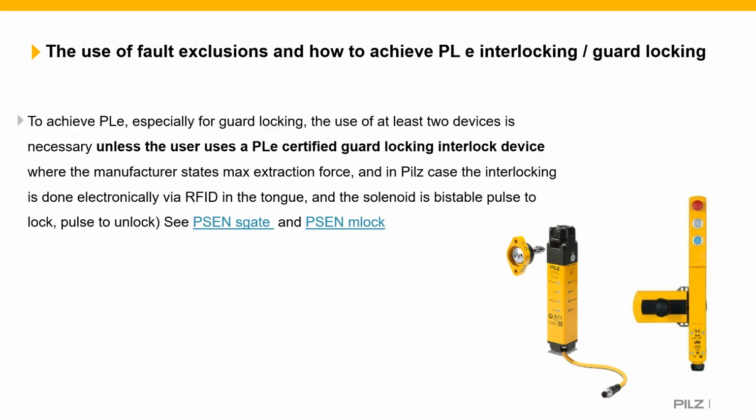So to achieve PLe, especially for guard interlocking, the use of at least 2 devices is necessary unless the user uses a PLe certified guard locking interlock device where the manufacturer states the maximum extraction force. And in Pilz's case, the interlocking is done electronically via RFID in the tongue of the actuator, and the solenoid is bistable, pulse to lock and pulse to unlock.